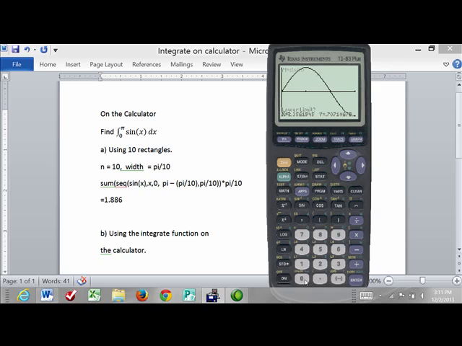Hit enter, hit 0, enter, as the lower limit, and the upper limit is pi. Hit enter. And then you see it's actually summing up a lot of rectangles to give you the area of 2. So we were a little bit off with our left-hand sum of 10 rectangles, 1.886. The actual area is 2. And you could try this using the right-hand sum and see maybe you'd get something over 2. And if you average them, you may have got something that's equal to 2. So that's how you find the area or the integral using the calculator.